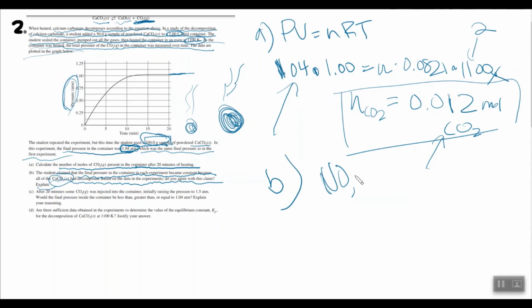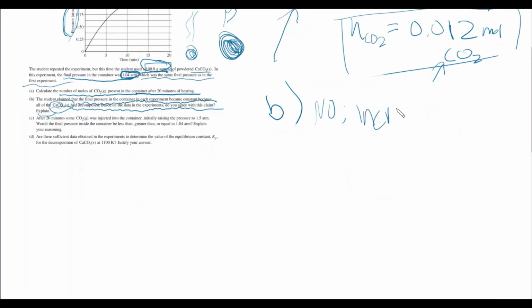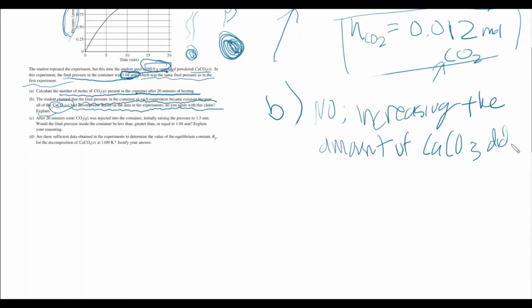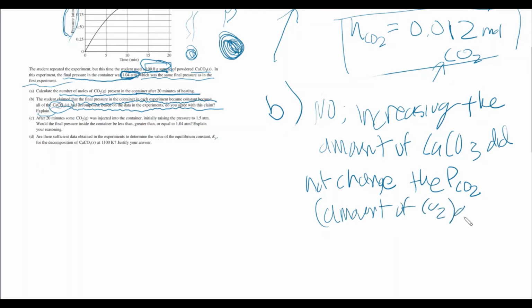So we can say something like this. Increasing the amount of calcium carbonate did not change the partial pressure of CO2, or the amount of CO2 at equilibrium. So let me actually write the entire thing, equilibrium.